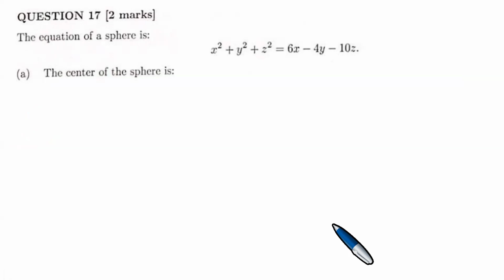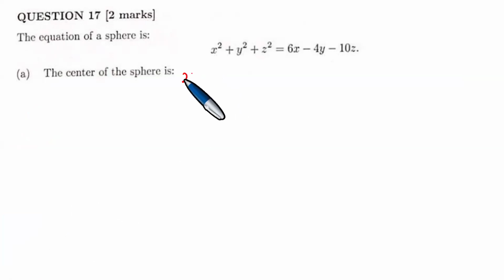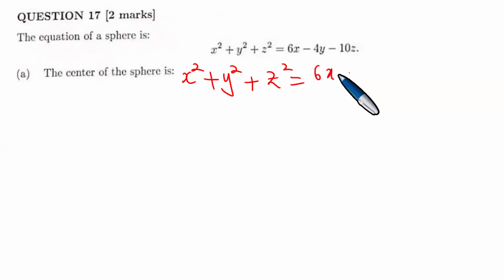So now, if you have this particular integral here, and you have the integral of x squared and y squared. So you have x squared plus y squared plus z squared equals 6x minus 4y minus 10z. The center of the sphere is what? We need to find the center of this sphere. But how do we find the center of the sphere?